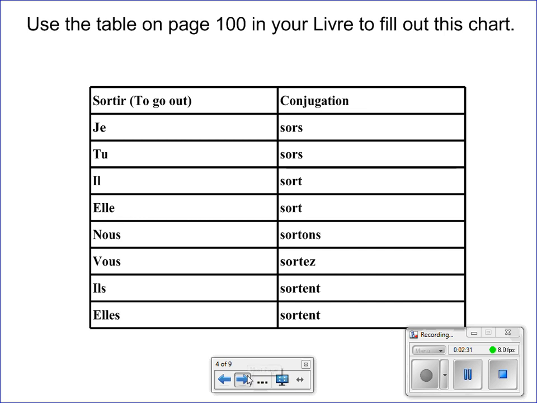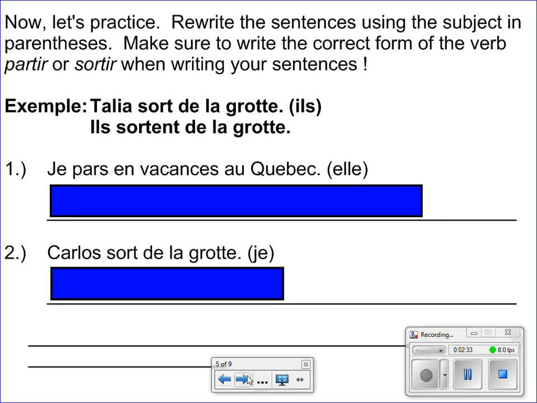Alright, now we're going to put this stuff to good use. For each of the sentences that appear on the next couple of slides, we are going to rewrite them using the subject in parentheses. And that means that we need to change the conjugation of the verb sortir or partir. So look at the example. Talia sort de la grotte. We're going to replace that with ils. So when we do that, we get ils sortent de la grotte.